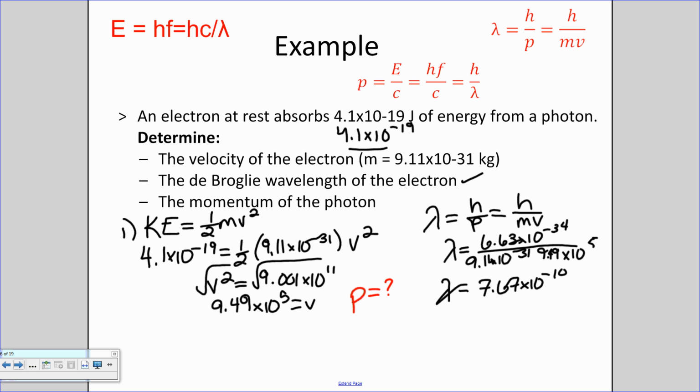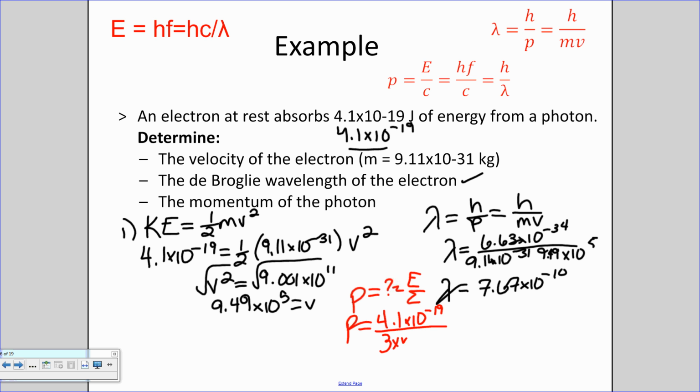So momentum of the photon comes from the amount of energy it has. Okay, so P equals E over C. Because it's massless, we can't use mass times velocity. So the photon had energy, excuse me, of 4.1 times 10 to the negative 19, divided by C, which was 3 times 10 to the 8th.